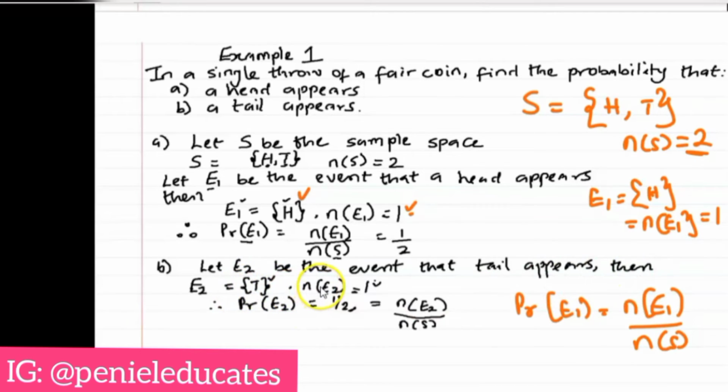Then we have the sample space. That's the number of elements in E2, which is 1, just this sample alone. So the probability that E2 appears is the number of elements in E2 over the sample space. The number of elements in E2 is 1, all over 2, which is the sample space.